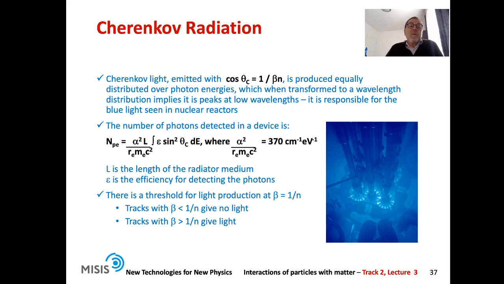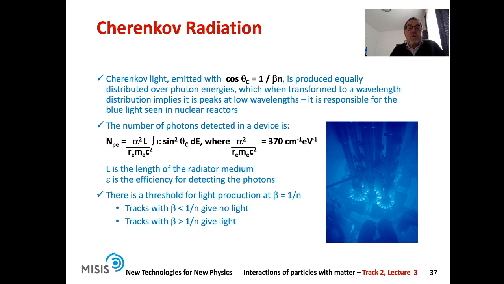The final method is the Cherenkov radiation. You have heard about that already, so you must remember that the Cherenkov light is emitted with the angle, the cosine theta of which is given by 1 over beta n, and it is produced equally distributed over photon energy. That means that when transformed to a wavelength distribution, it must peak at very low wavelengths, at ultraviolet and blue. It is, for instance, responsible for the blue light seen in nuclear reactors.